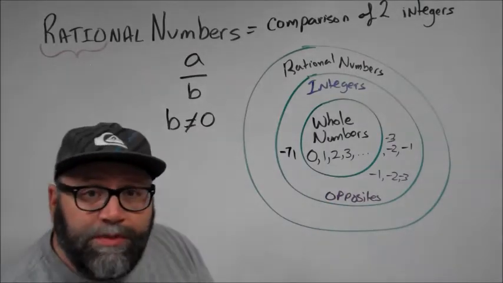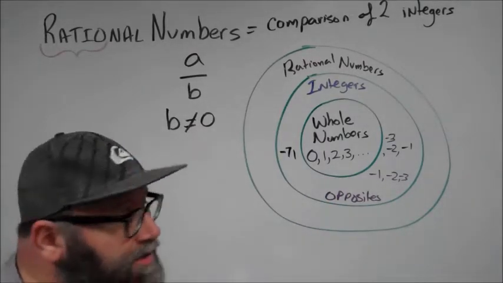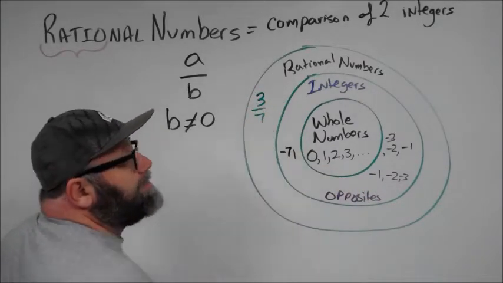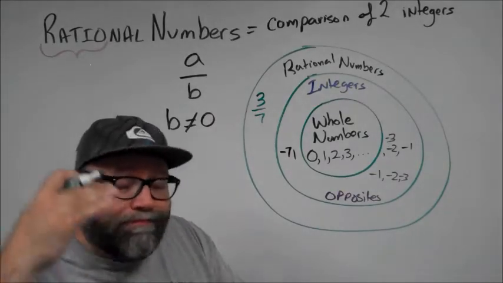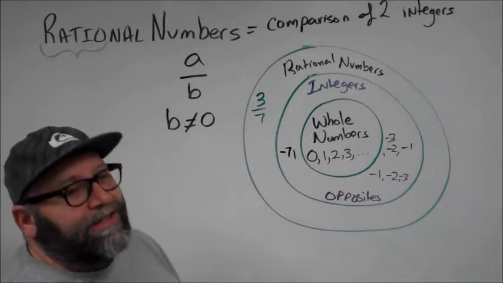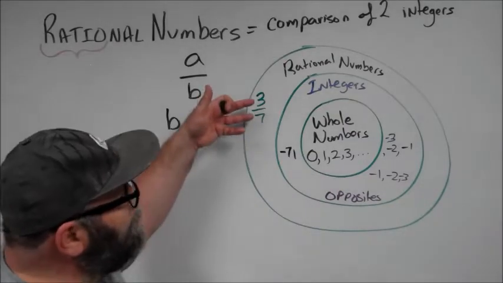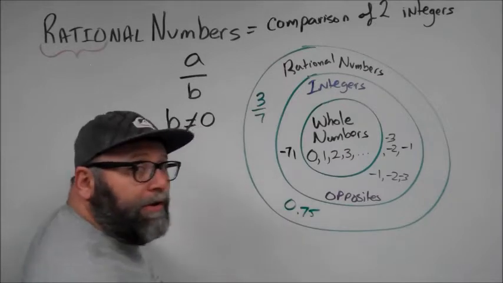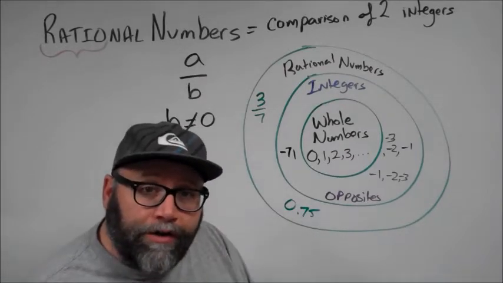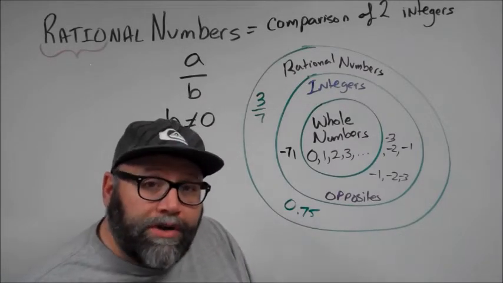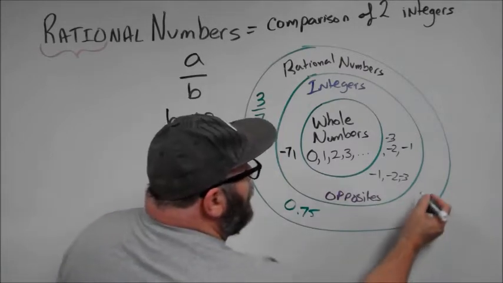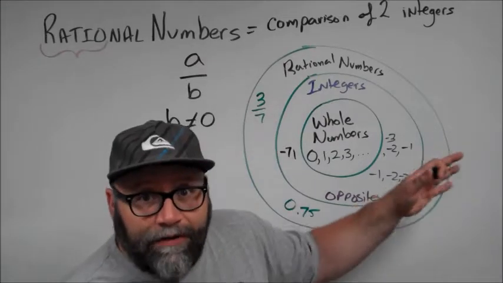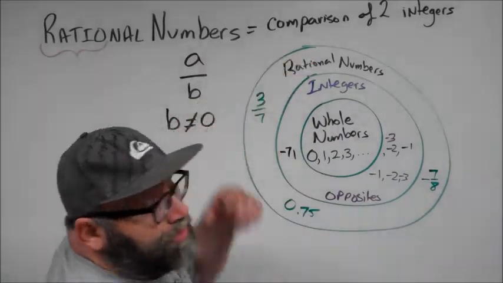But for rational numbers specifically, what we're looking for is a comparison of two numbers that are integers. So 3/7, that's a rational number because it's a comparison of two integers. Or 0.75, which we could write as 75 over 100, a fraction, which is the same as 3/4. Or -7/8, which is a comparison again of two integers, which forms a rational number.